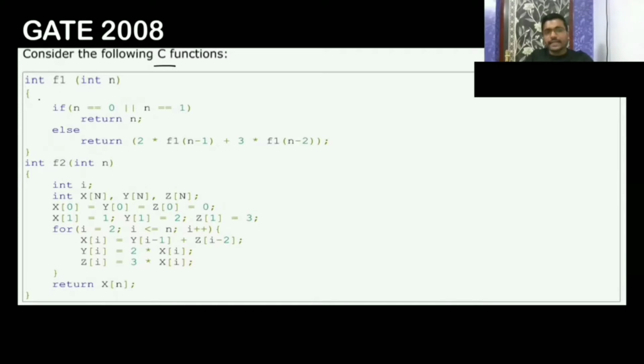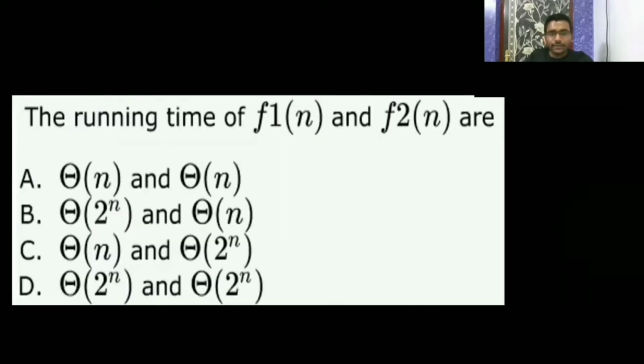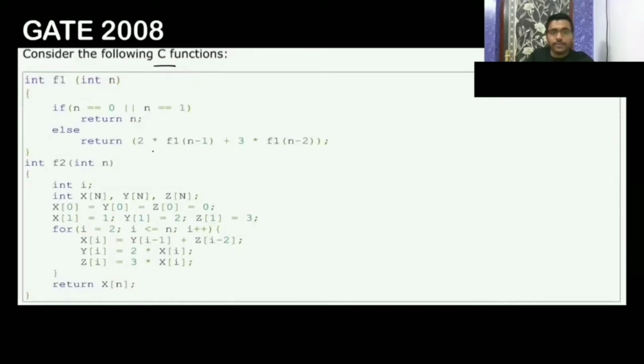f1 is saying: int f1(int n), if n is equal to 0 or n is equal to 1, return n. So when n is either 0 or 1, you have to return n. Else return 2 into f1(n minus 1) plus 3 into f1(n minus 2). Here they are asking you the running time of f1(n) on input n, and f2(n). So what is going to be the time complexity of that? What time complexity are you going to get for f1 and f2?